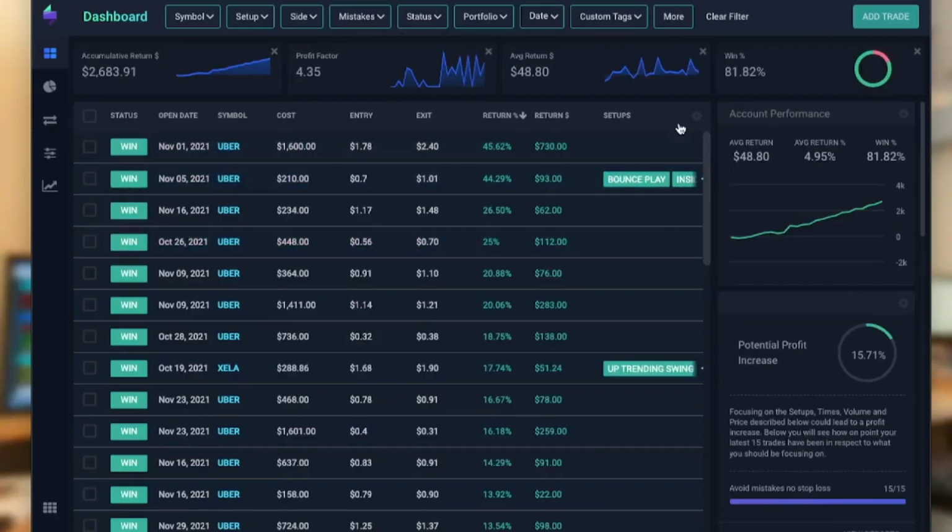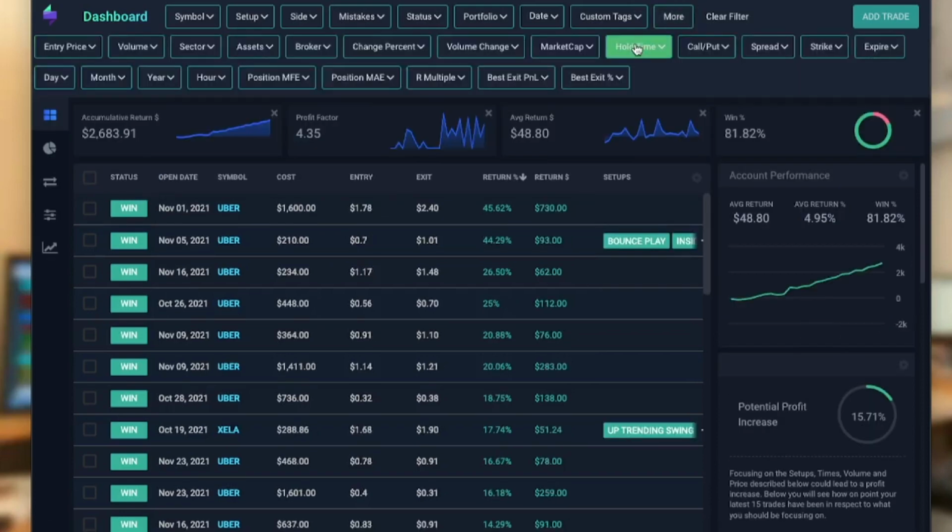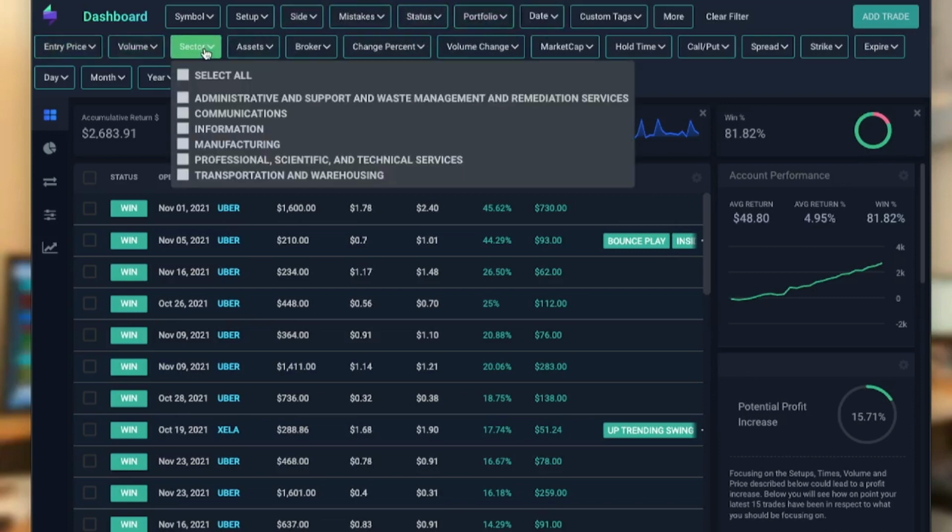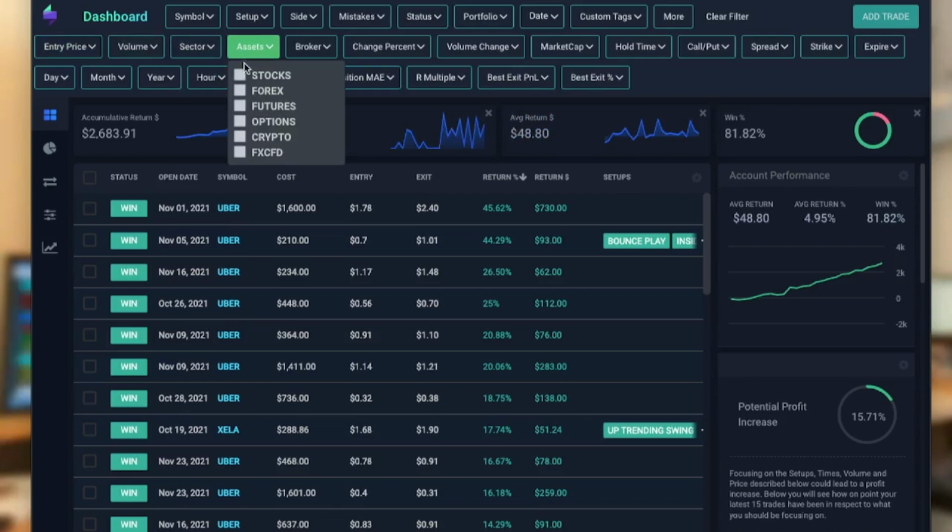If I want to take it a step further, I can go to the filters tab again at the top of the screen and click more. Here you can filter your stocks by setup and mistakes. Side is short selling versus buying the stock. You can filter your open plays, wins, and losses, as well as your trades by date, entry price, volume, sector, which is great for helping build your portfolio diversification plan. And you can even filter between your crypto, options, stocks, futures, and forex trades.